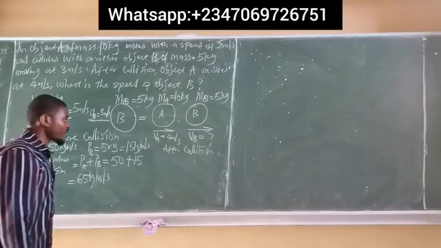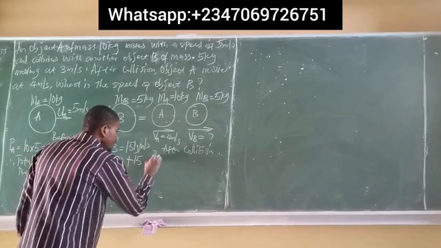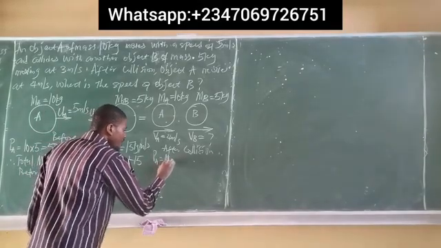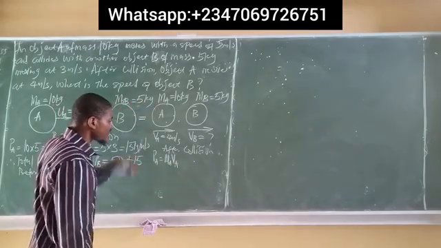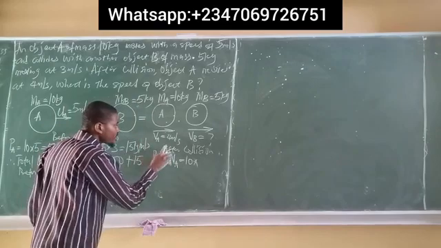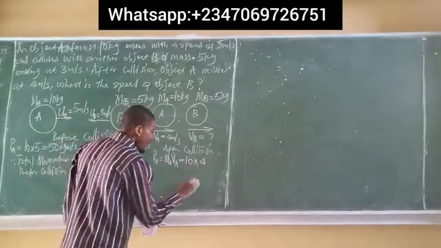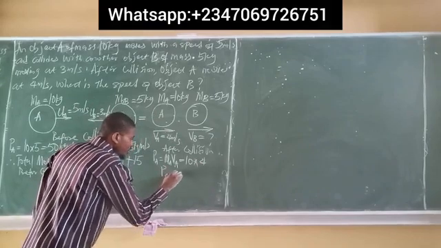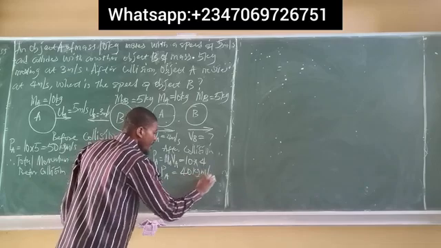Now, after collision has taken place, their momentum values change. After collision, PA becomes the mass of A times VA. The mass of A remains 10 kg, it doesn't change. So you have 10 times the new speed of A, the final speed, which was given as 4 meters per second. So PA after collision is equal to 40 kilogram meters per second.